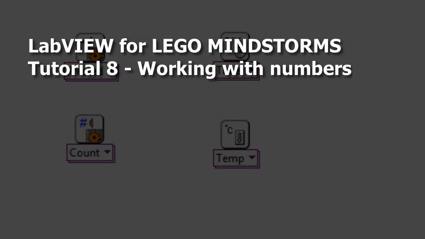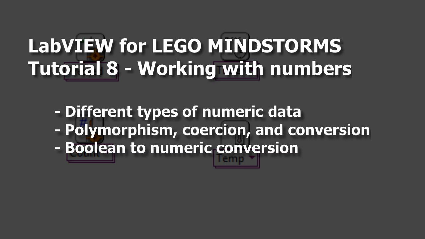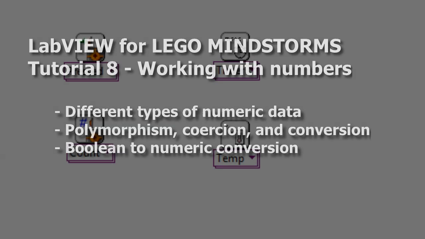In this tutorial for LabVIEW for LEGO Mindstorms, we'll be working with numbers. We'll be looking at different types of numeric data, also known as representations. We'll also be looking at an important idea in LabVIEW called polymorphism and the related ideas of coercion and conversion, and in particular, Boolean to numeric conversion.